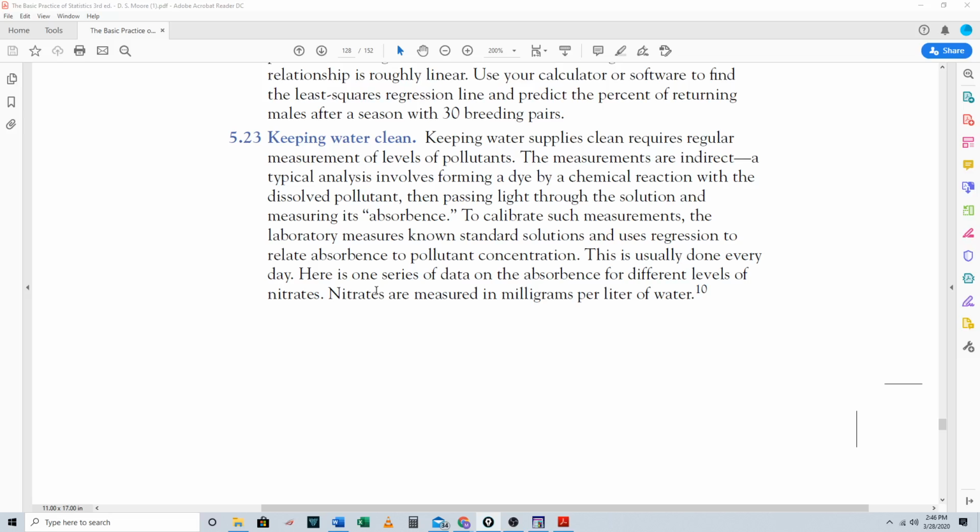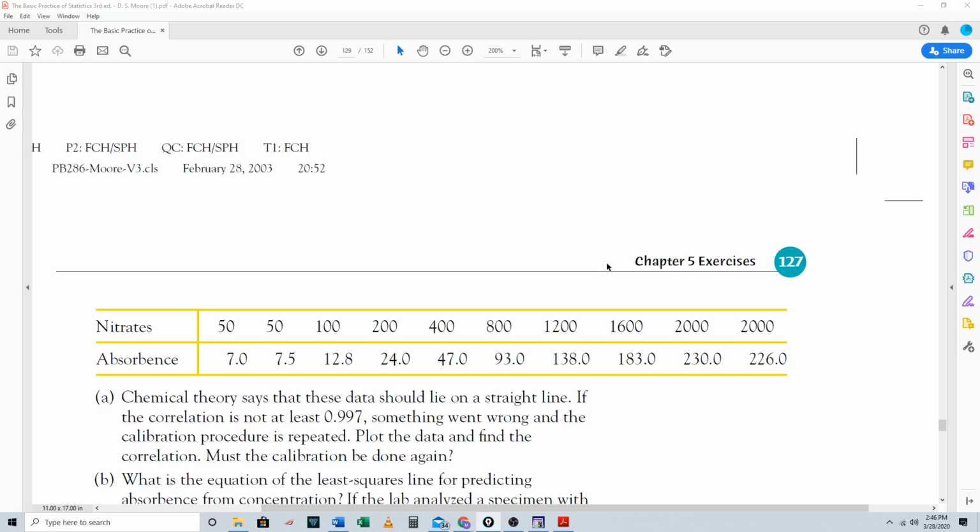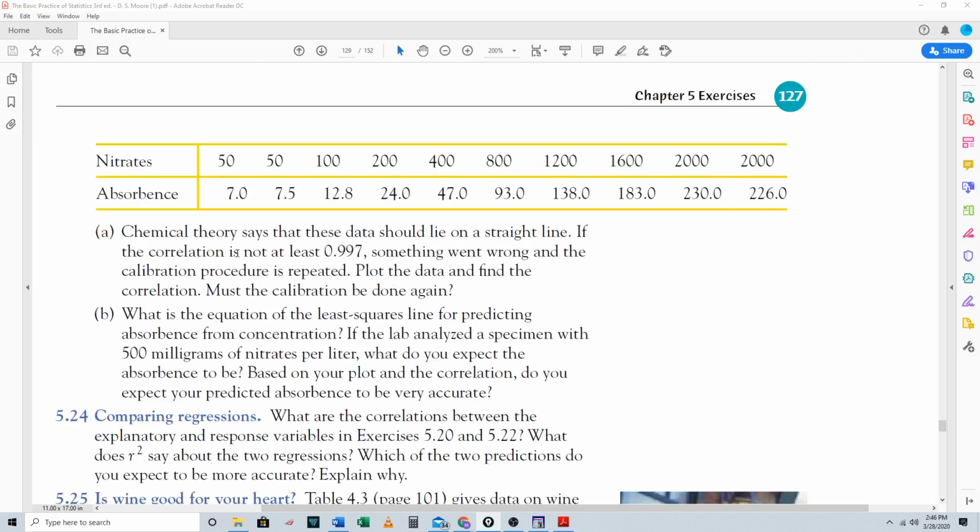All right. Keeping water supplies clean requires regular measurement of levels of pollutants. Is there any chart here? Oh, here's the chart. Okay. So, chemical theory says that the data should lie along a straight line. If the correlation is not at least 0.997, then something went wrong and the calibration procedure is repeated. Plot the data. Must the calibration be done again?